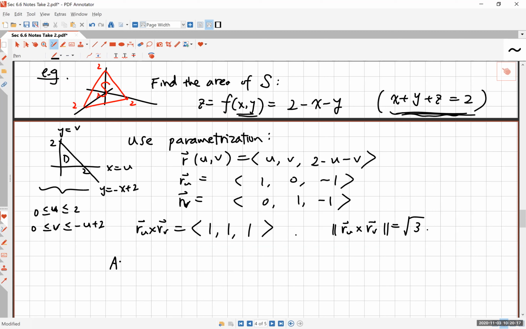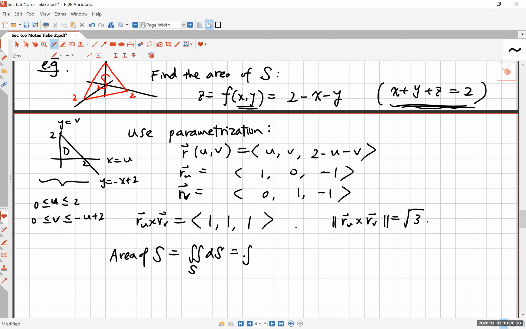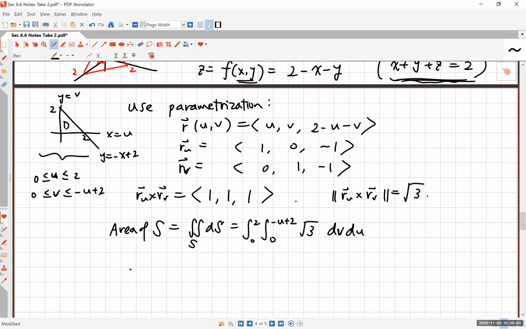So the area of S is going to be the double integral on the surface S of dS. This is the definition of the area. But if you're trying to calculate this, U goes from 0 to 2, V goes from 0 to negative U plus 2, and then square root of 3, and then dV dU. The rest should go straightforward. It's a square root of 3, and then since you're integrating with respect to V, you just have negative U plus 2.